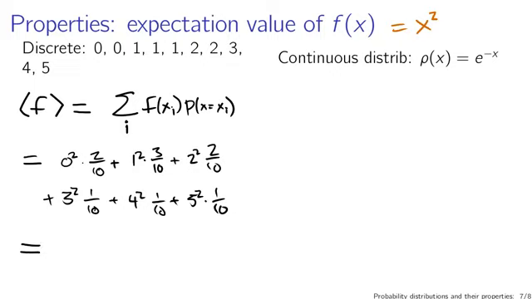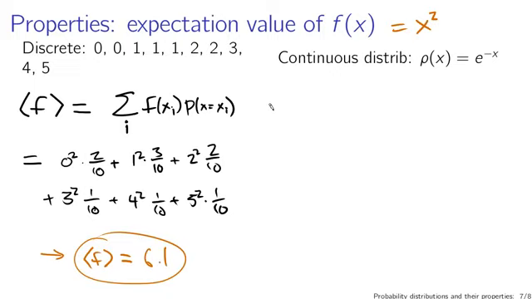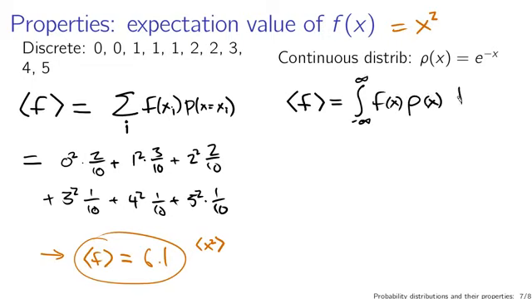To keep with my format from earlier, I should do this in color. The expected value of f is 6.1. You might also see this written as the expected value of x squared, just compacting the notation a little bit and ignoring the definition of f. Same thing. For the case of a continuous distribution, the pattern by now is hopefully reasonably clear. The expected value of f in the continuous distribution case is equal to the integral from minus infinity to infinity of f of x times rho of x dx.